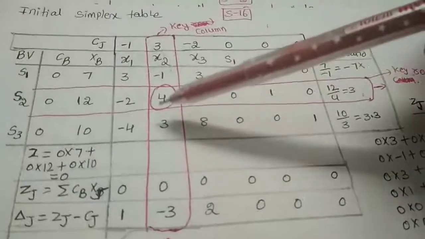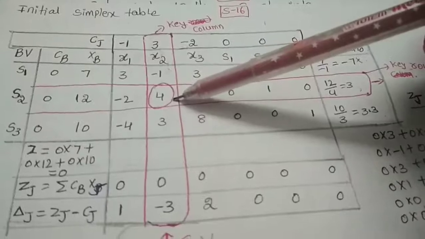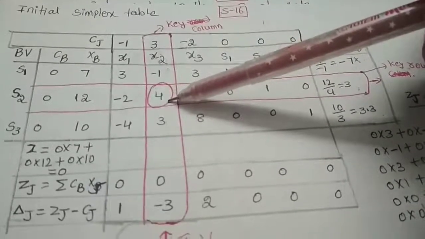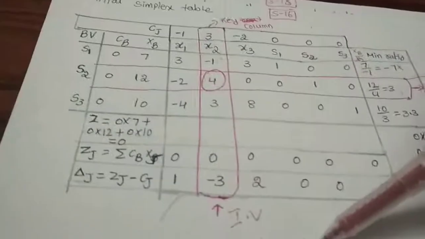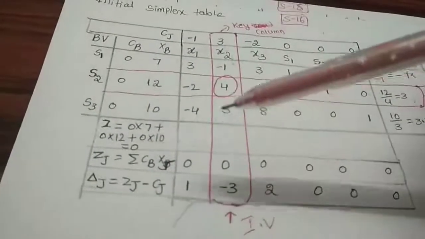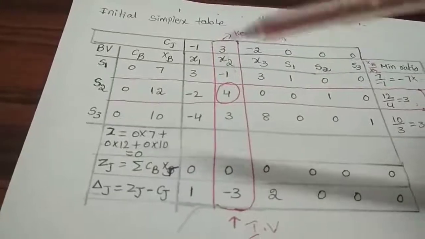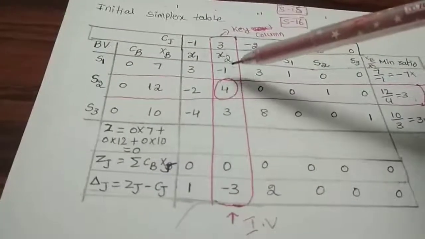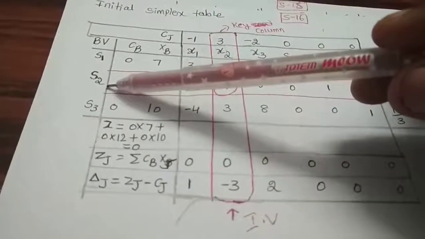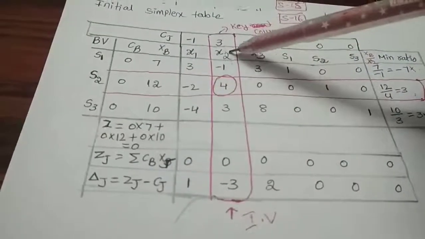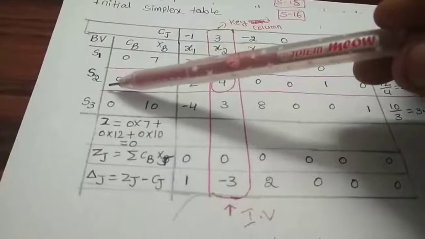So the intersection element is 4 here, so 4 is the key element. I have given here that 4 is the key element. Now coming to the next step, that is the next table, the first simplex table. The x2 variable enters in place of s2. The s2 variable is known as the outgoing variable, and x2 is known as the incoming variable here.